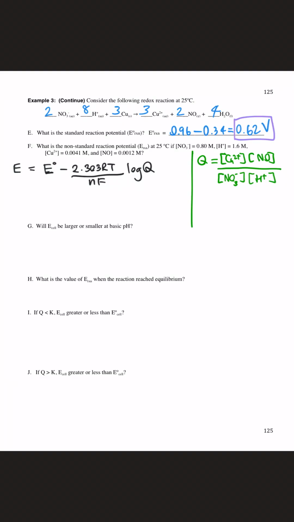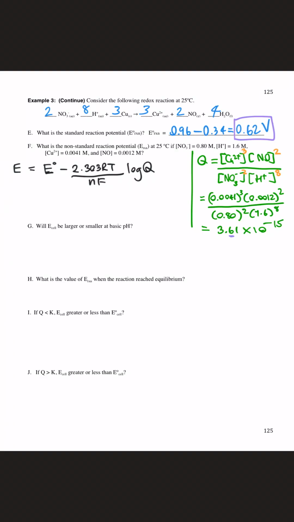The last step of writing the Q expression is to include the coefficients as exponents. We have a coefficient of 3 for the copper 2 ion, so include that 3. For nitrogen monoxide it would be 2, so raise it to the power of that coefficient. Same thing for the nitrate, and same thing for the proton as well. After you do this, all you need to do next is plug in the values that are given, and you get Q equal to 3.61 times 10 to the negative 15. There are 2 significant figures here, so I'm going to underline it so that I don't have to round it yet.